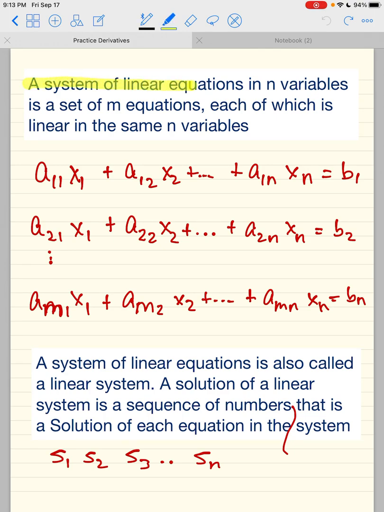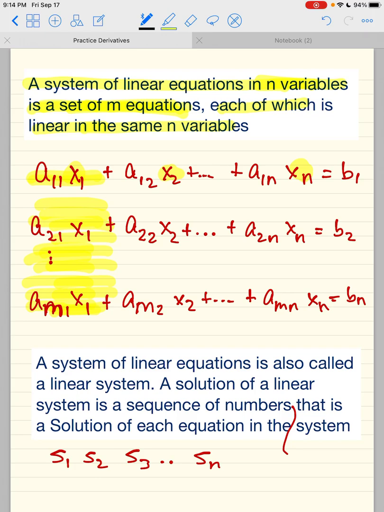A system of linear equations in n variables is a set of m equations, each of which is linear in the same n variables. So these are the m equations. That's how many there are. There could be 5 of them, there could be 3 of them, and so on. So there's m equations, and there's n variables, x1, x2, all the way to xn.